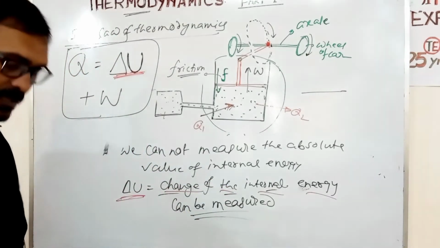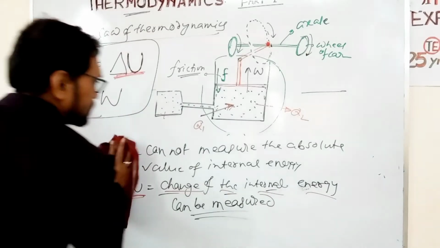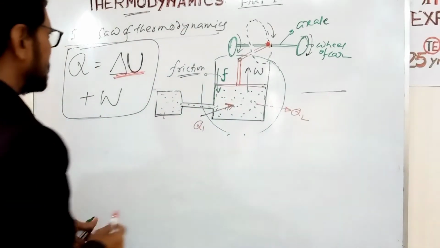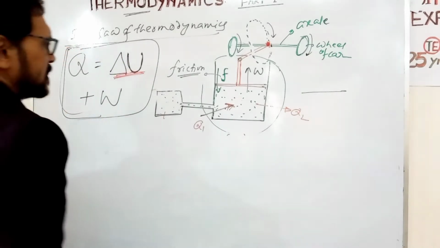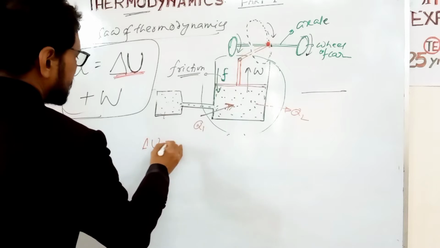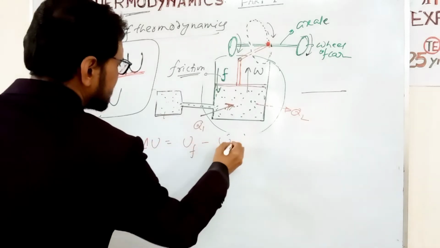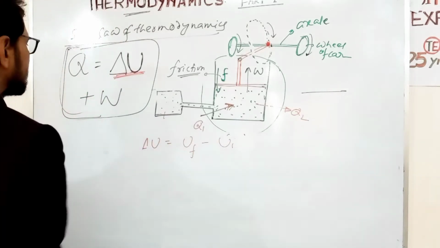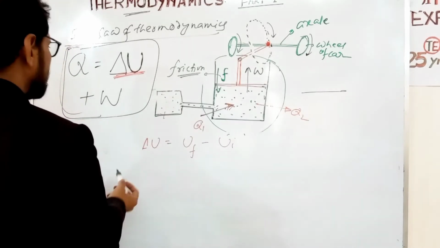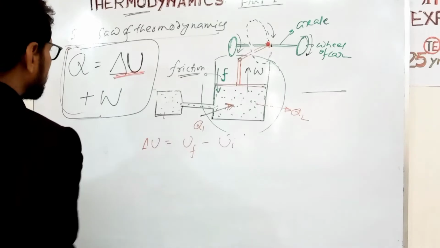So now, describe the first law of thermodynamics. Now del U, change of internal energy, is equal to final internal energy minus initial internal energy. Final minus initial. Now what is Q? Q equals heat supplied to the system and W equals work done on the system.